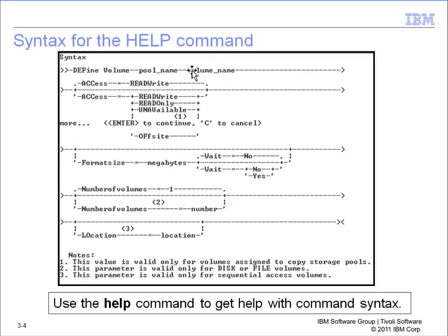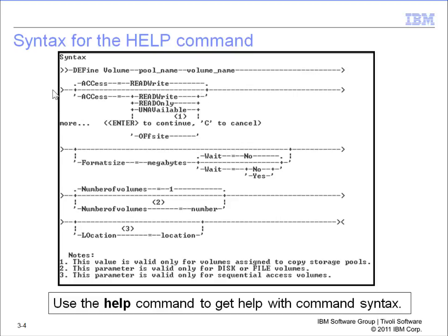Anything on the line is required. Capital letters represent the shortcut. So if we were going to define a storage pool volume, the minimum we would type would be DEF space V space the name of the storage pool you're defining the volume for space the volume name. Then we have our options. Anything above the line is the default. Anything below the line are the other values.